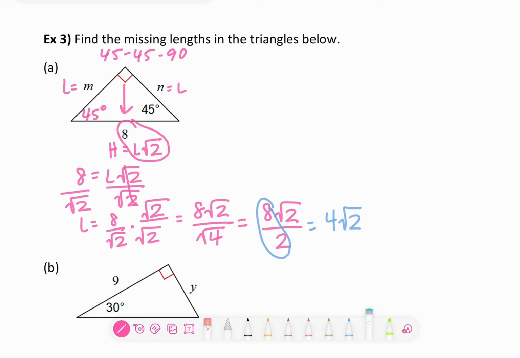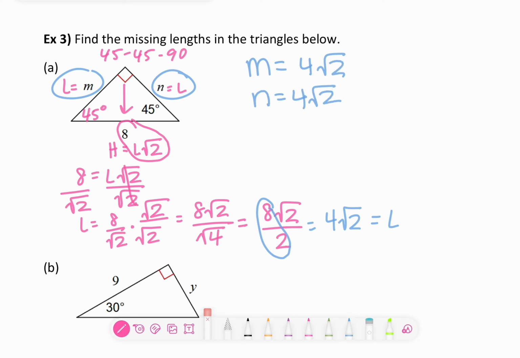All right, so that's what L is, and since M and N are both L, we're done, right? So M is 4 square root 2, and N is 4 square root 2, okay? All right, let's take a look at the next example.